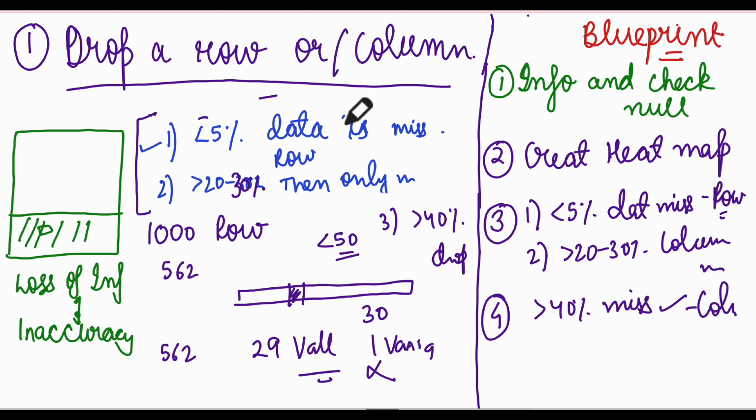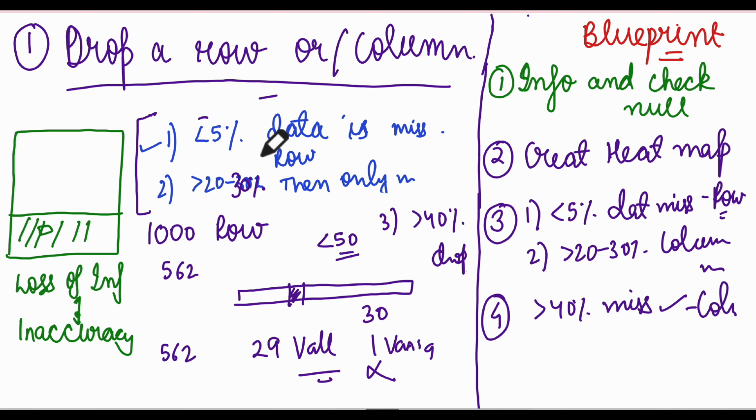So that's the point, because most of the time your manager or someone will not let you delete the rows. They will say find some ways to figure it out, right? They will not let you do that directly. So that is the point. But yeah, that's about dropping a row and a column.